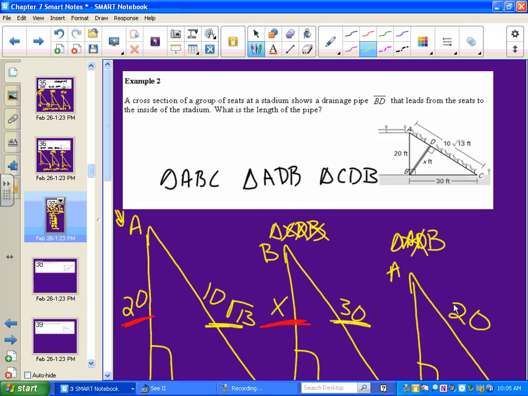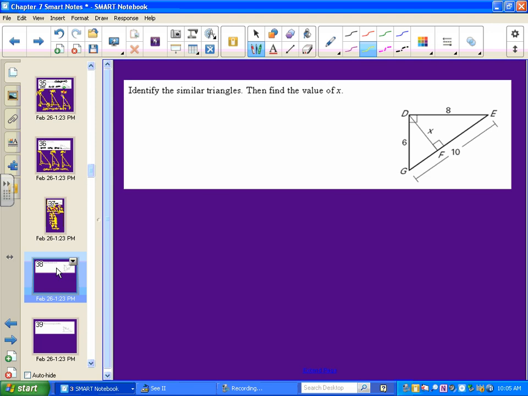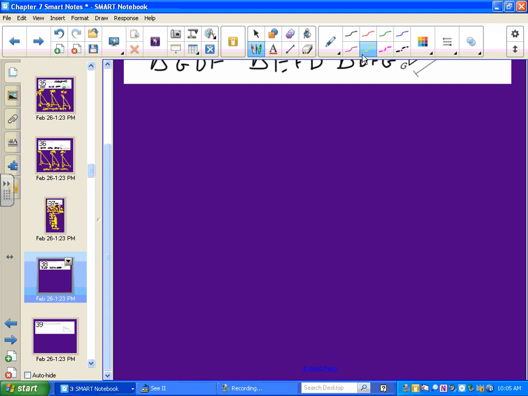Okay, let's take a look at the next example. We want to identify the similar triangles, then find the value of x. So we have three triangles here again. Triangle GDF, that's the original, triangle EFD, and triangle DFG. So, draw the three triangles.